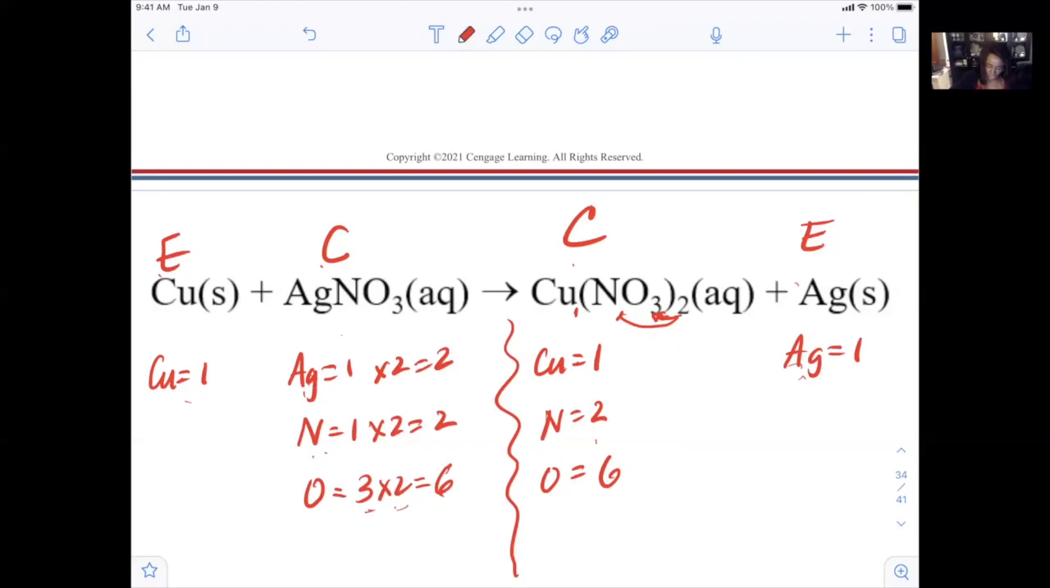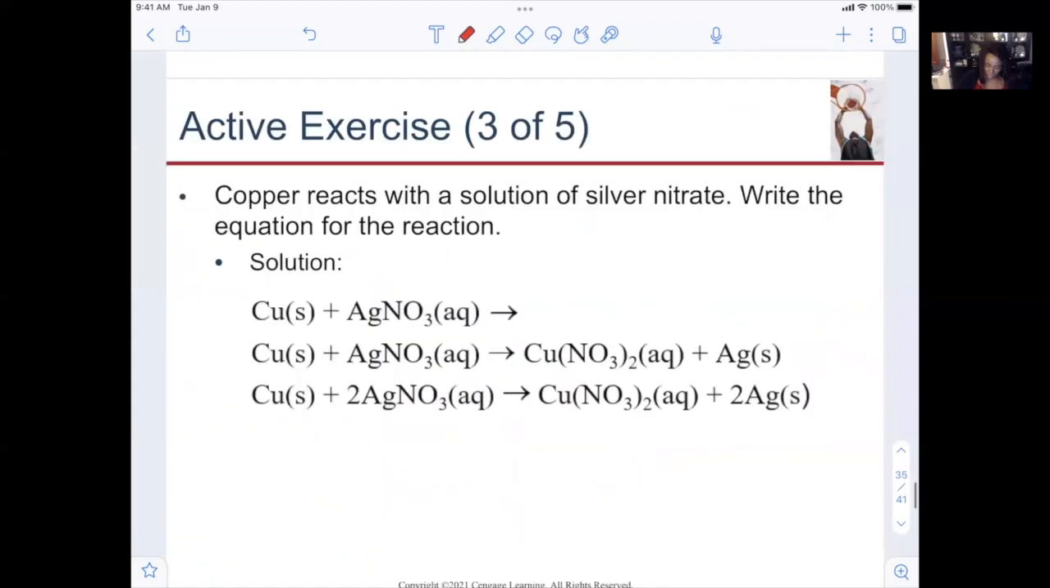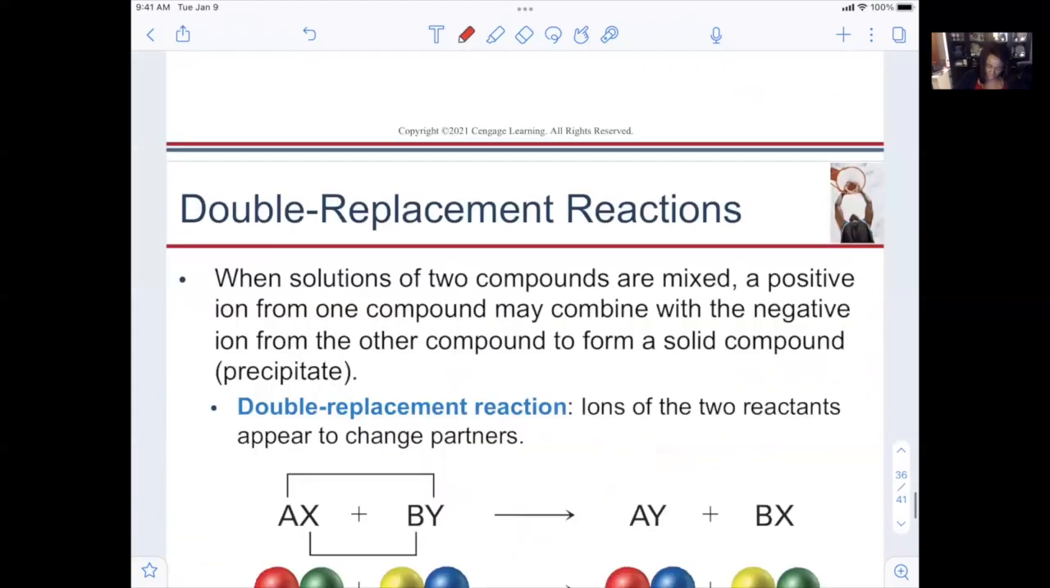Okay, so let me double check. Copper, 1 and 1. Nitrogen, 2 and 2. Oxygen, 6 and 6. Silver, 2 and 2. Now everything is balanced. So multiply here, put the 2 up here. There's no multiplier here. The multiplier here is 2. So 1, 2, 1, 2. That balances that equation.